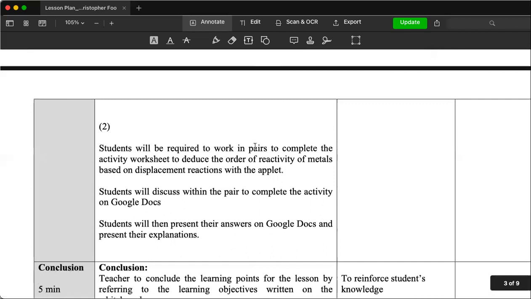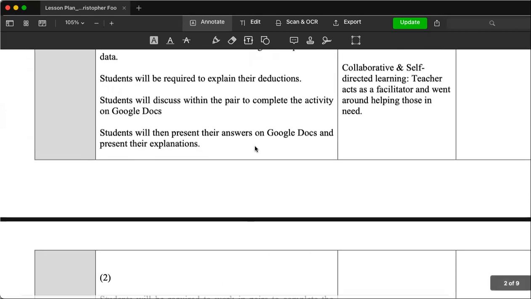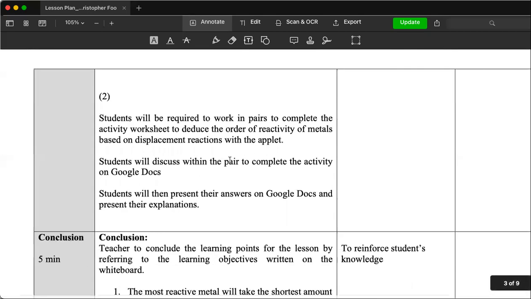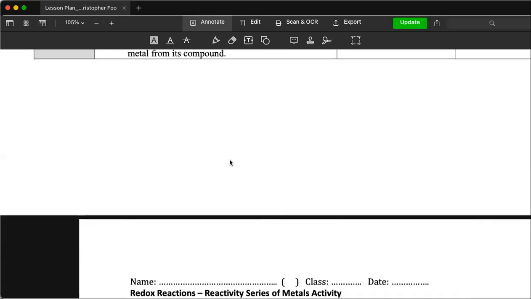Students will use this time to complete the activity by working in pairs to deduce the order of reactivity and explain their answer based on their prior knowledge. They will then complete another activity on displacement reactions, which I will show you later with the applet. Students will discuss within the pair to complete the activity on Google Docs before presenting on Google Docs and presenting their answers and explanations.